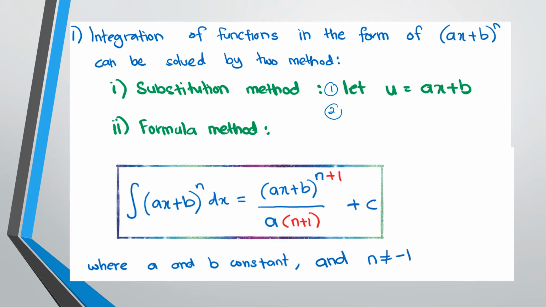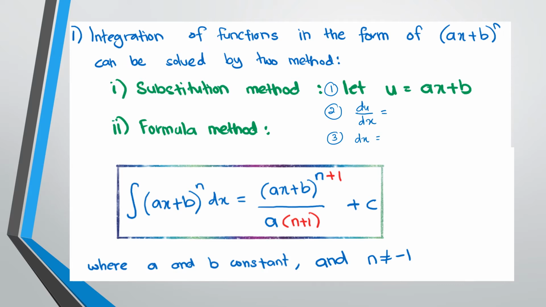Second step, you have to find the differentiation of u in terms of x. So you will do du over dx, and then you get the answer. Then you have to change the equation in the form of dx. Later I show you an example on how to solve by using substitution method. So second is formula method.